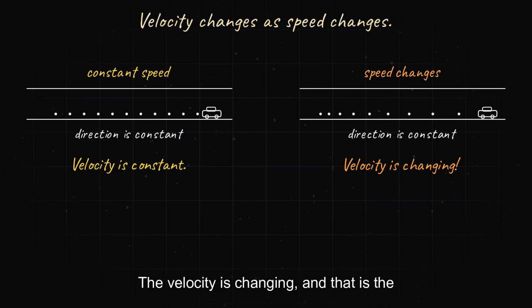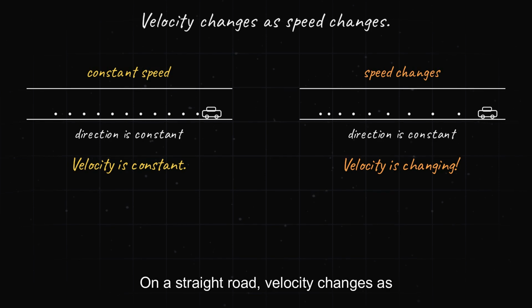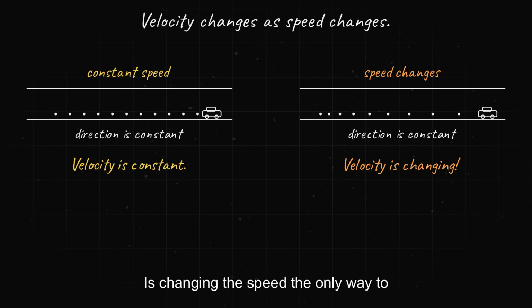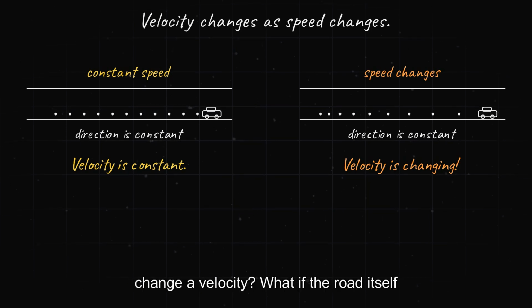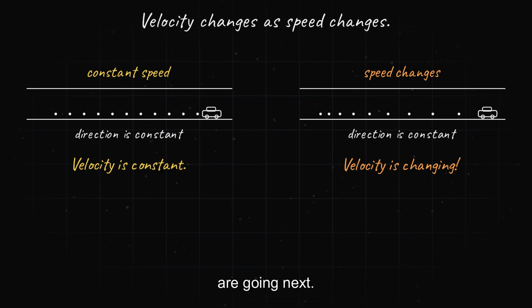The velocity is changing, and that is the headline of today's lesson. On a straight road, velocity changes as speed changes. But hold on to the spot. Is changing the speed the only way to change a velocity? What if the road itself begins to bend? That is exactly where we are going next.